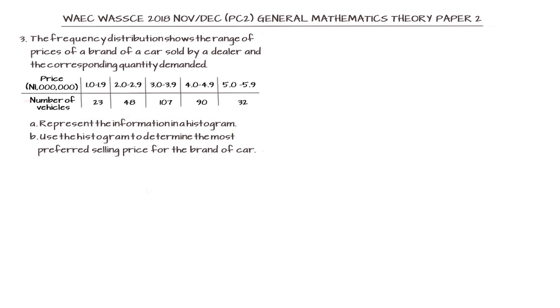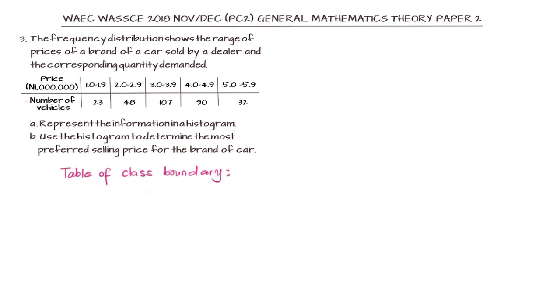Here, in question number 3, we are given the frequency distribution table that shows the range of prices of a brand of car and the corresponding quantity that was demanded. We are to represent this information in a histogram and use that histogram to determine the value of the most preferred selling price.